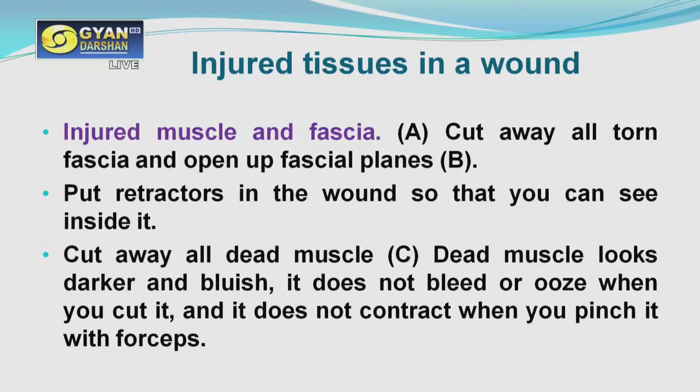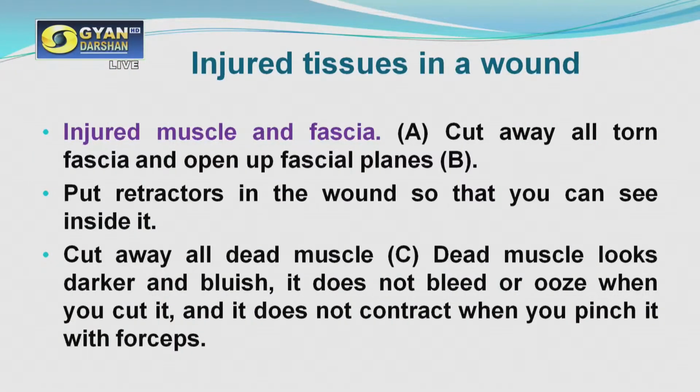So there can be even injured muscles and injured fascia which you have to observe. You can cut away all the dead muscles, and dead muscles look darker and bluish. You have to observe, because when the blood supply is disturbed, they will have a bluish discoloration, and the muscle does not bleed or ooze when you cut it, and it does not contract when you pinch it with the forceps. So you have to see how much is possible from your side at that facility which you can do for the patient.